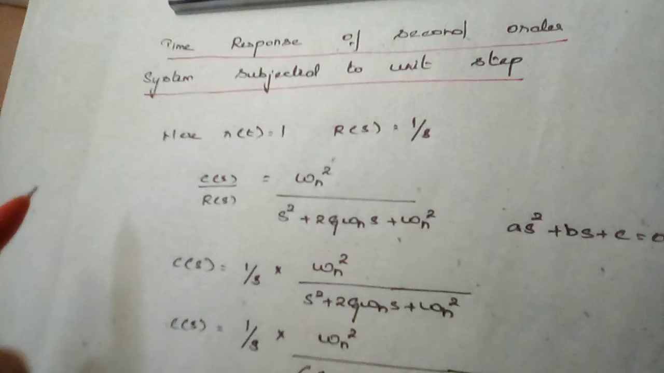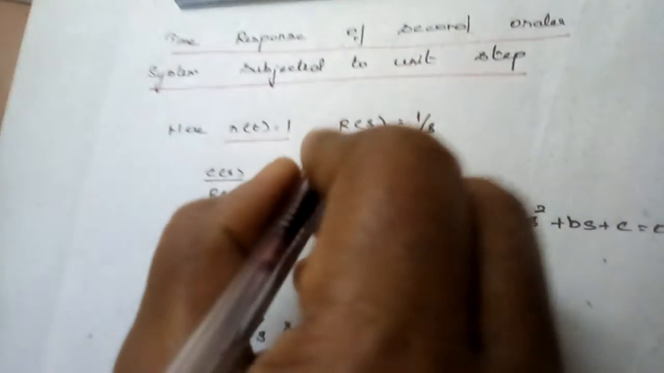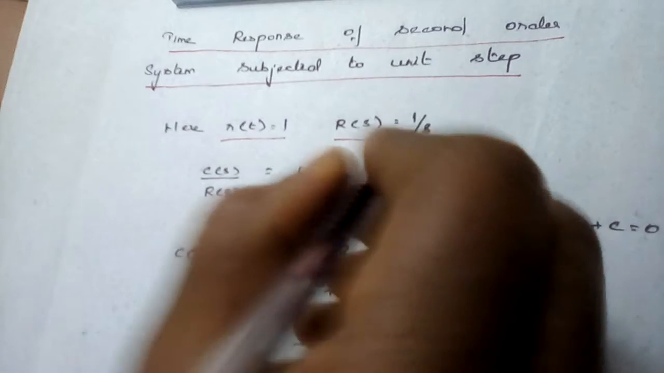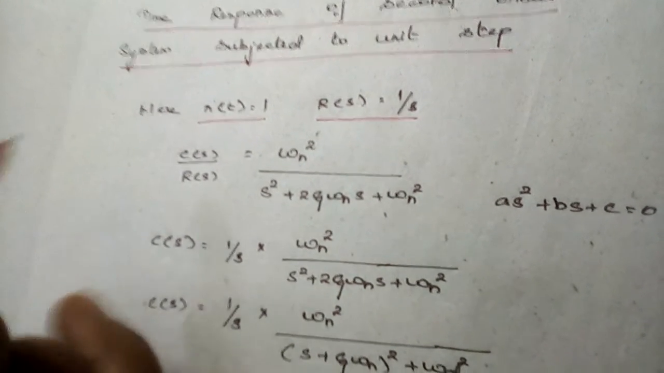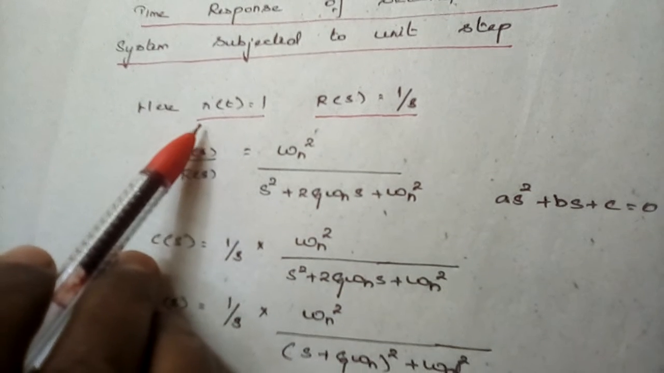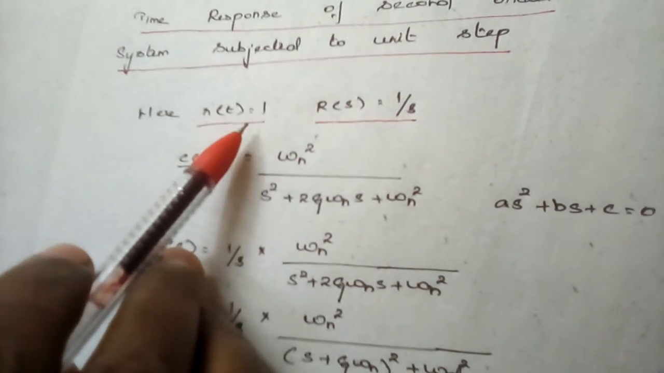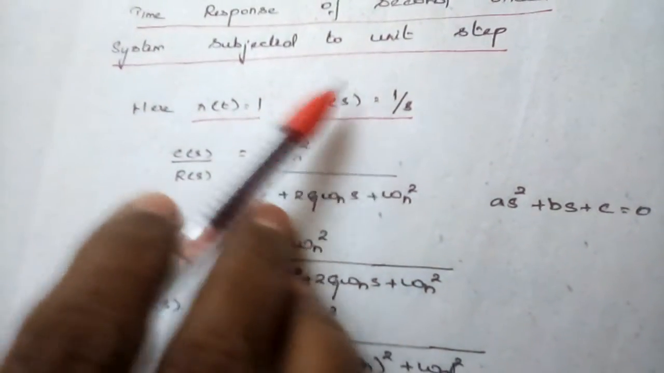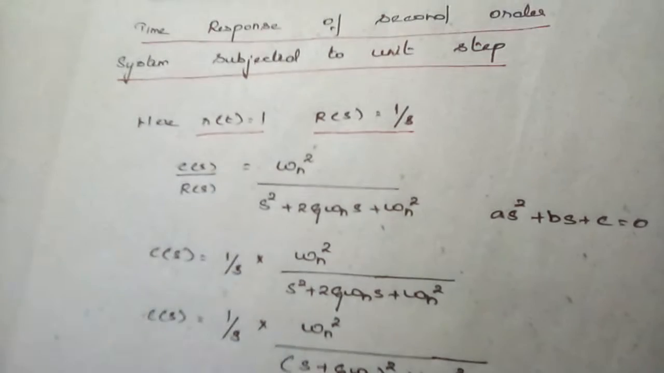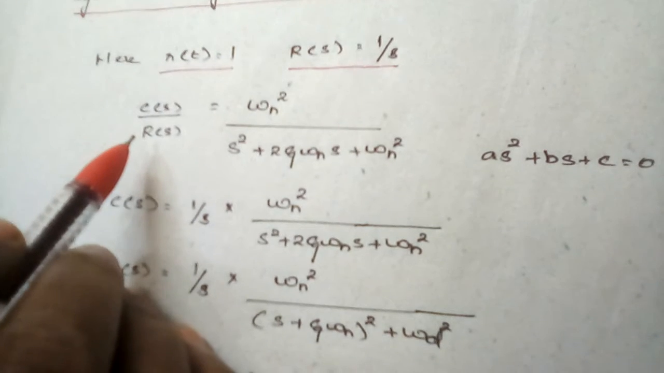Here r(t) is equal to 1 and R(s) is equal to 1/s. This is for the unit step input. That means the signal which changes state from one to another is given by r(t) equal to 1, and its S domain is given by 1/s. With this unit step input, I am going to analyze the response of the second order system.